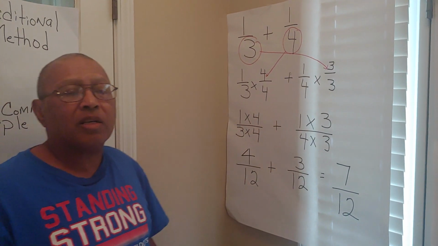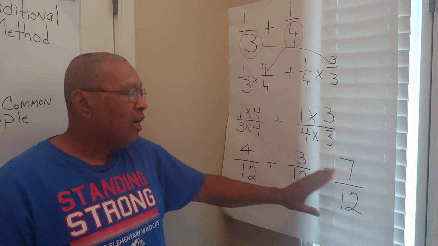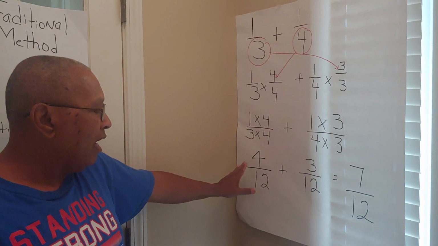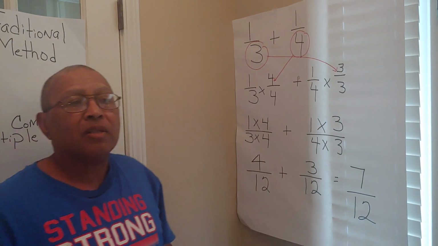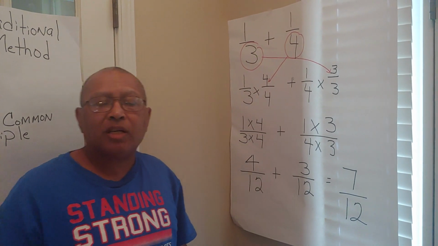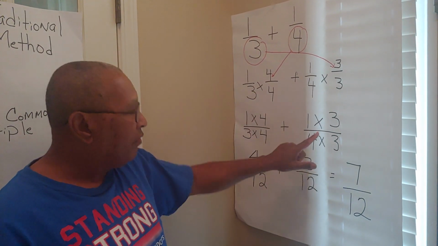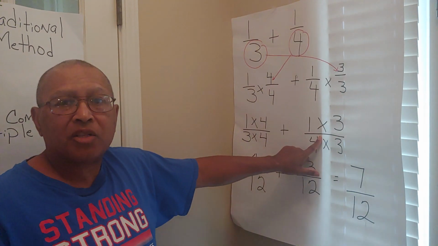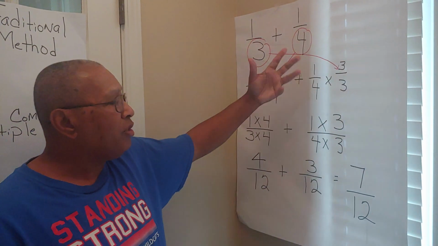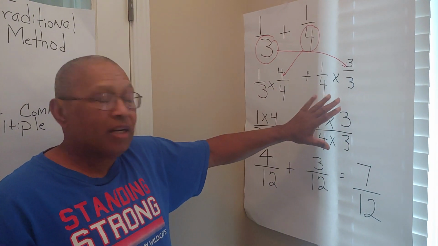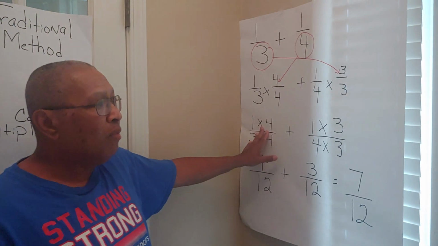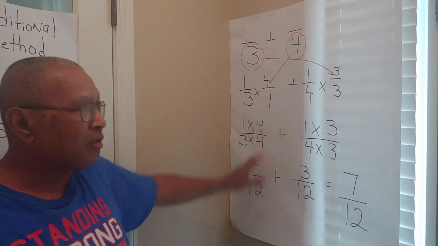Notice once again, your denominator stays the same and you add your numerators. Now, I want you to notice that I tell my students, when you get to multiplication of fractions, this is multiplication of fractions. However, we're using it in adding and subtraction. But this is actually multiplication of fractions.